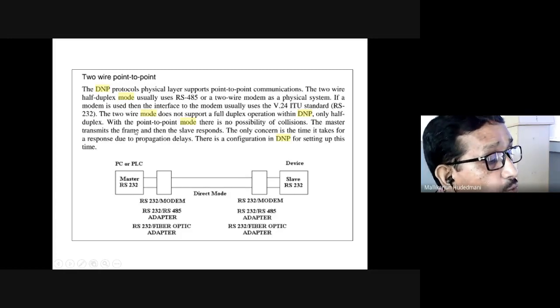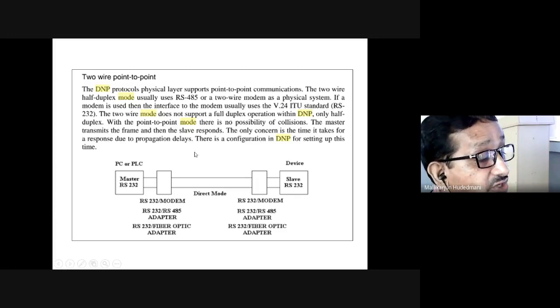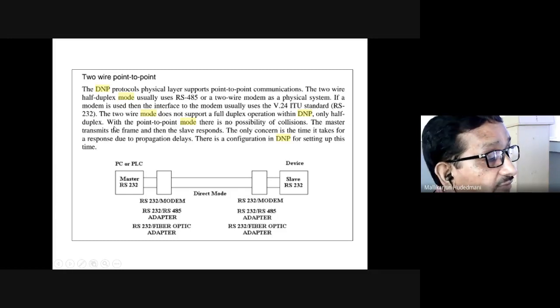The 2-wire mode does not support full duplex. I was speaking of the same thing, half duplex only. If it is full duplex, there should be confirmation on both sides. Master can send and receive, and at the same time slave can send and receive. That we call full duplex. Okay, only half duplex is possible.